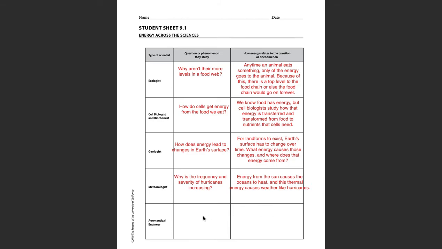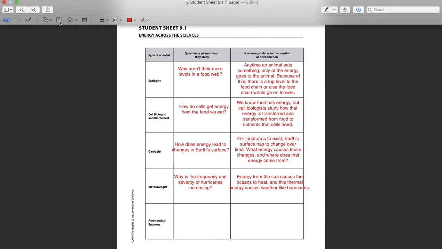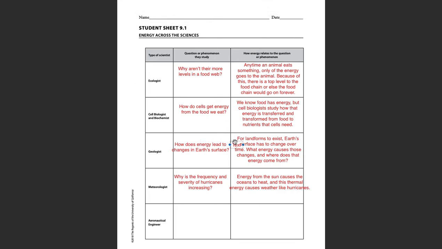Okay, so last one, aeronautical engineer. Hopefully you were able to identify the question or phenomenon through the reading, through the text. It should be, how much energy do we need to launch rockets? I'm sure some of you have been wondering that before, especially dealing with this energy unit and being interested in topics like space and solar system and things of that sort.